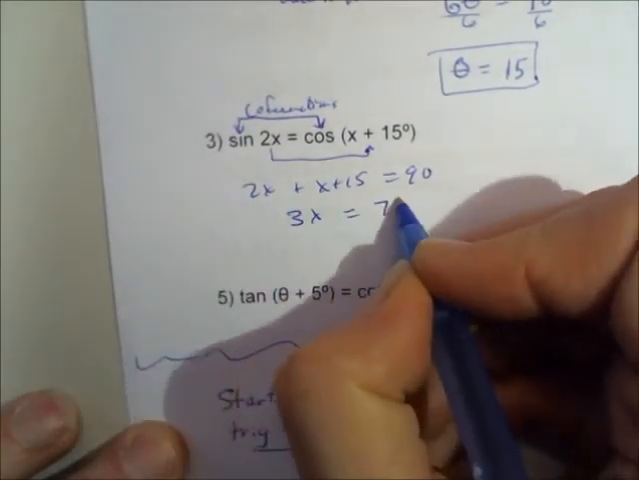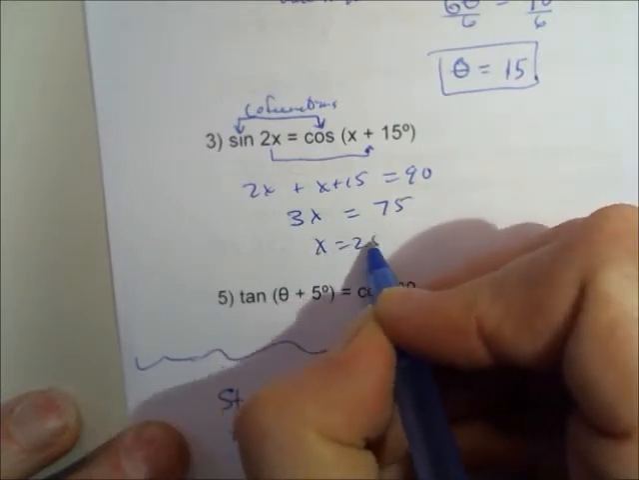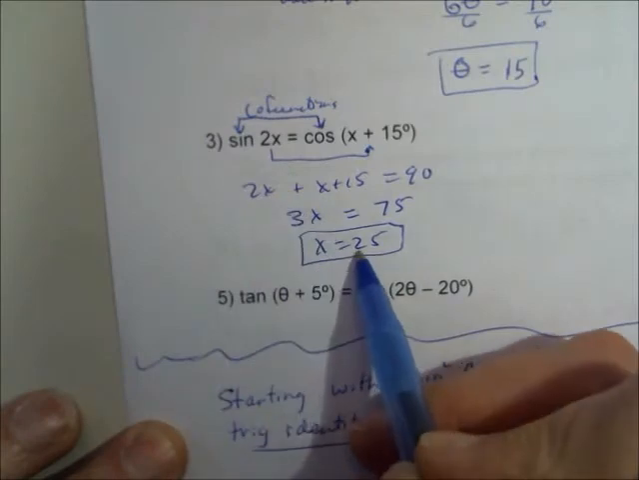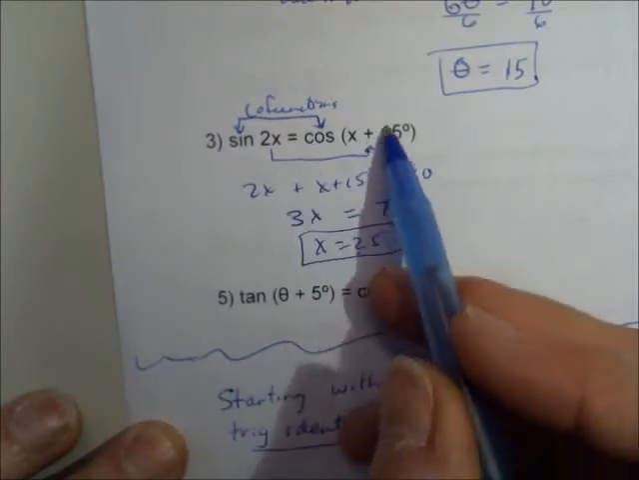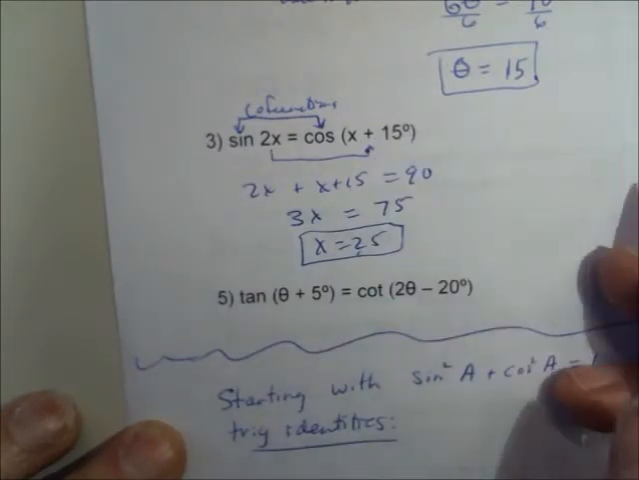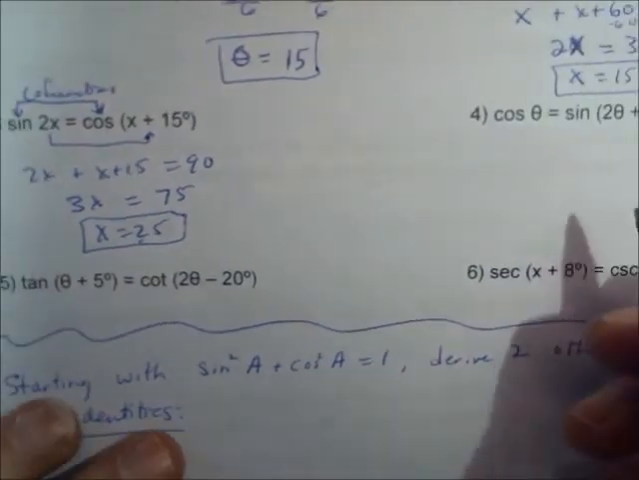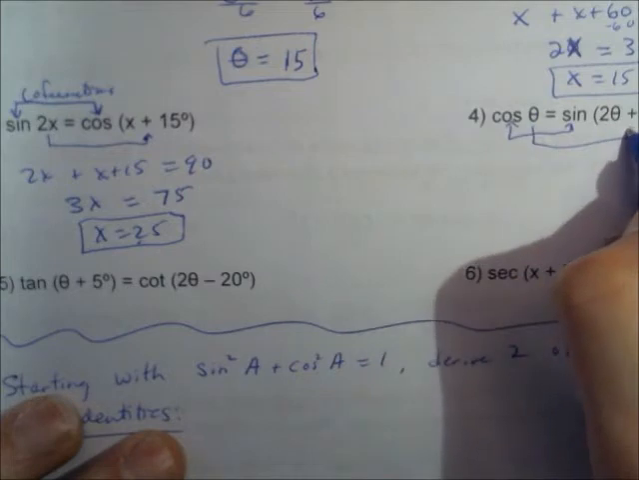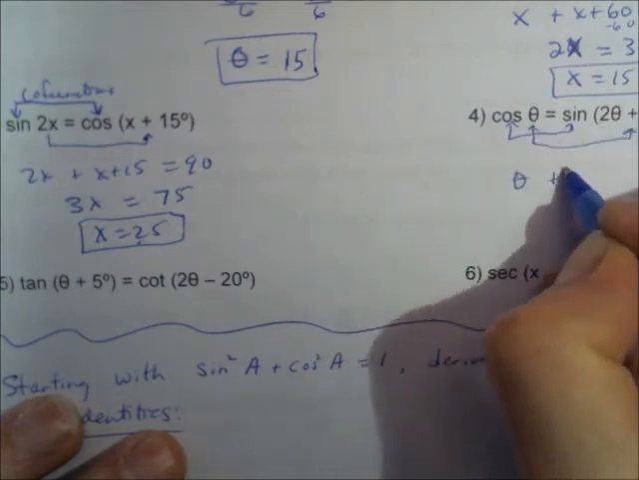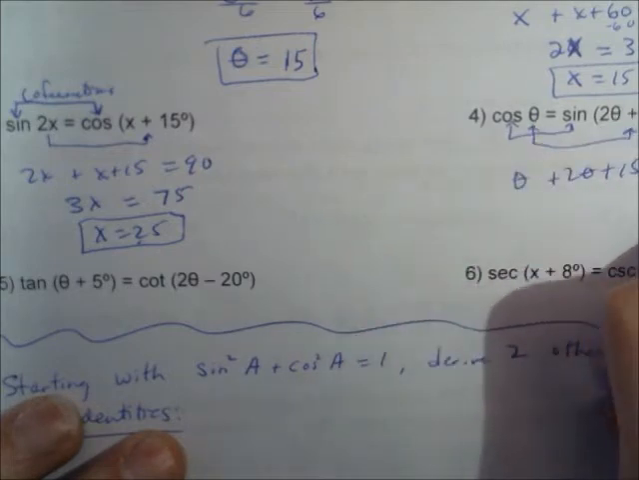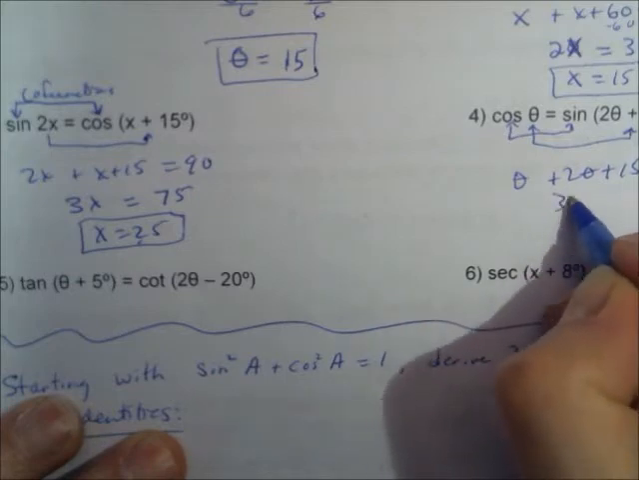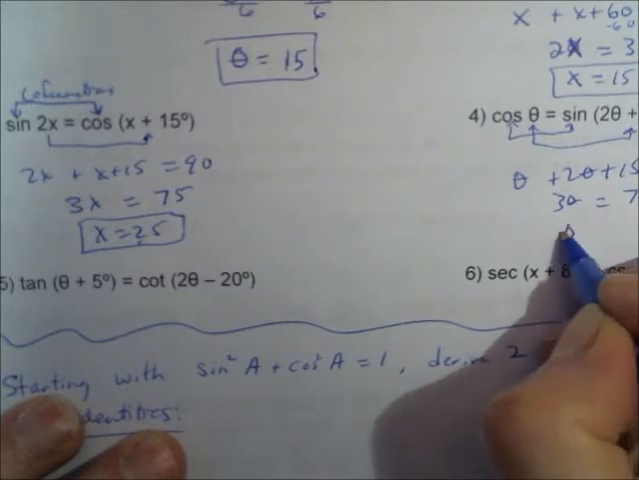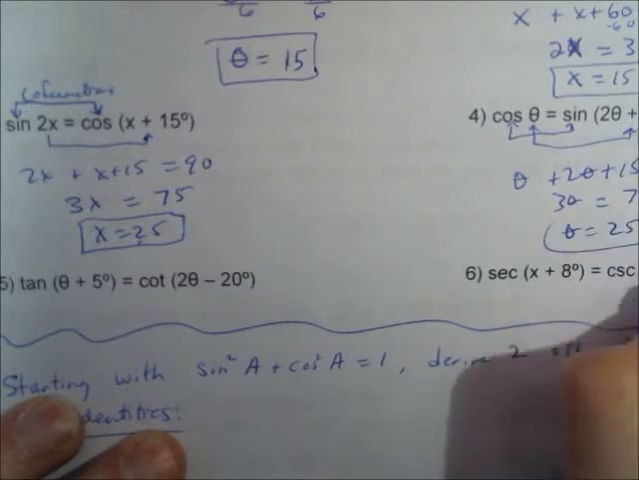So 3x equals 75, so x equals 25. And does the sine of 2 times 25, which is 50, equal the cosine of 40? Well, 50 and 40 are complementary, so that must be right. Cosine and sine are cofunctions, which means theta plus 2 theta plus 15 must add up to 90. So 3 theta is equal to 90 minus 15 is 75. Theta must be equal to 25.